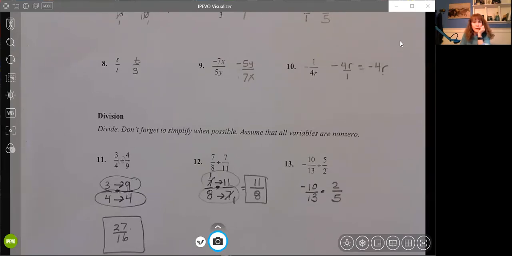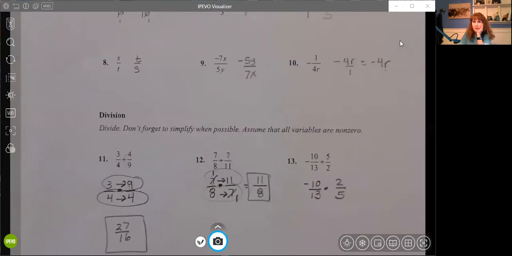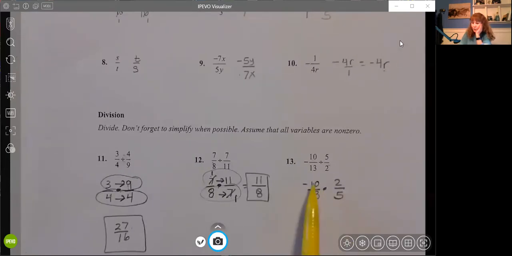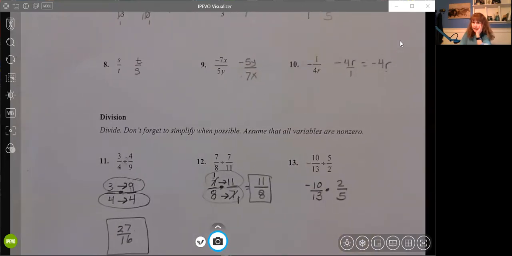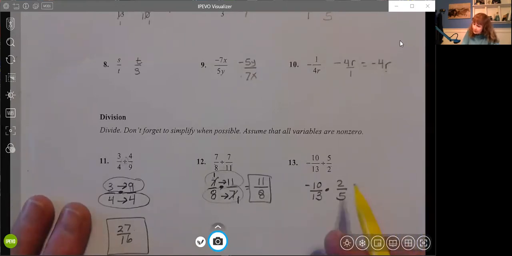I do know, looking at this, that my answer is going to be negative. And the reason it's going to be negative is because in division and multiplication, if you only have one negative, one is odd, your answer is negative. So we know that our answer will be negative. But let's go ahead and try to reduce.